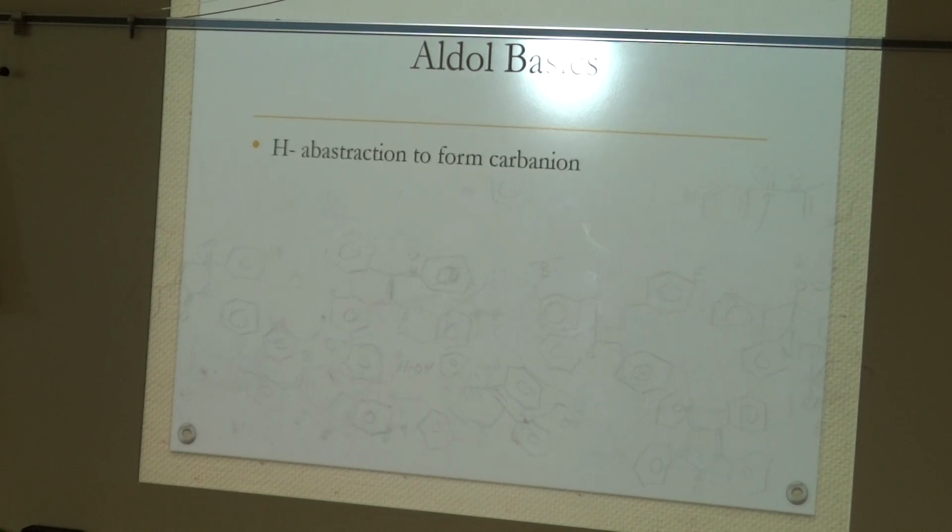We're going to abstract a hydrogen from a carbonyl. The hydrogens are alpha to the carbonyl. Once they're gone, the carbanion that's formed is resonance stabilized, so the hydrogens are actually a little bit more acidic than otherwise. We're going to then take that carbanion and attack a different carbonyl carbon, okay? And that's going to create a new carbon-carbon bond through an addition reaction.